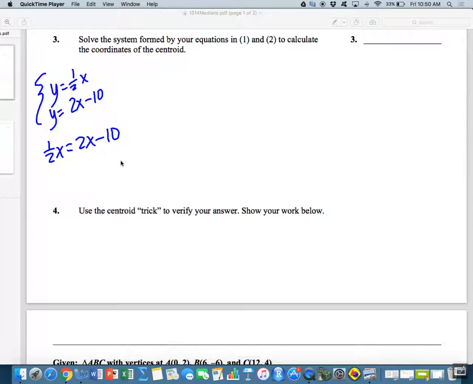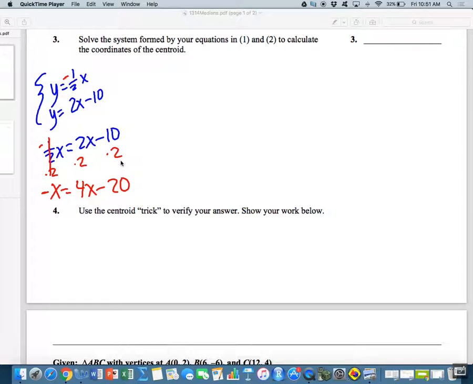I immediately dislike the 1/2, so I'm going to get rid of that right away. How could I do that? Multiply everything by 2. So we get x equals 4x minus 20. Did I make a mistake somewhere? Is it negative 1/2? Oh, it's negative 1/2. Thank you. Did I write the correct answer in number 1? Yeah, you did. I just copied it wrong. Thank you for saving me before we did the whole problem.